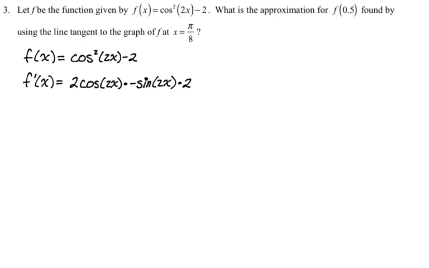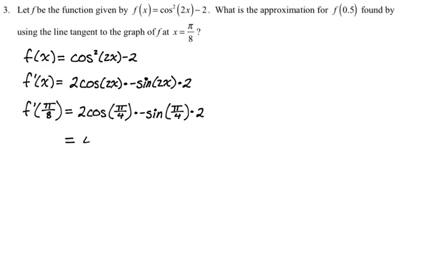We're just going to plug in pi over 8, so I'm not really going to simplify that. This will give me 2 times cosine of 2 times pi over 8, which is pi over 4, and you've got to know your unit circle values, times negative sine of pi over 4, and then times 2. So 2 times 2 is 4, and cosine of pi over 4 is root 2 over 2. Sine is also root 2 over 2, but negative because of the negative in front of it. So that gives me 4 times 2 over 4, and then negative, so negative 2. All right, that's the slope.